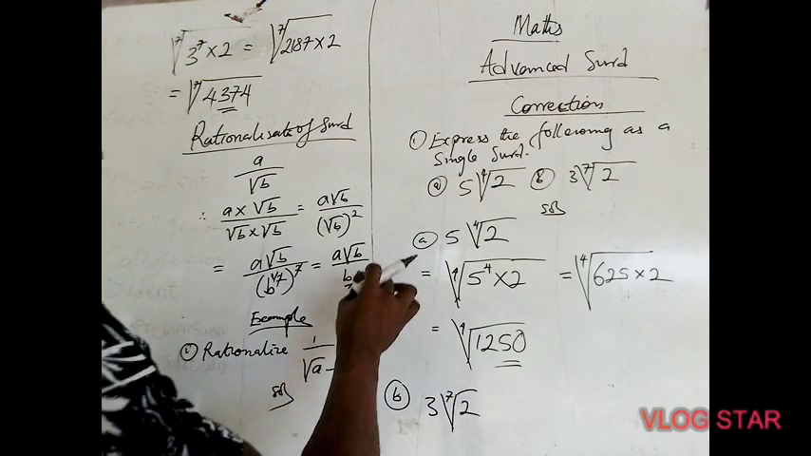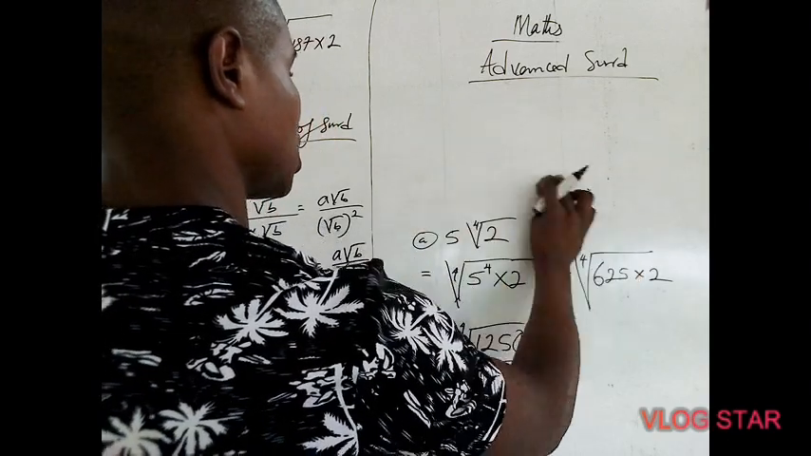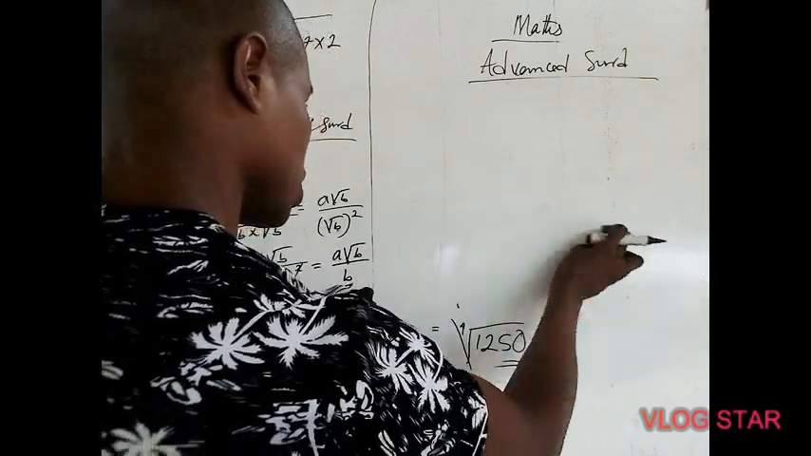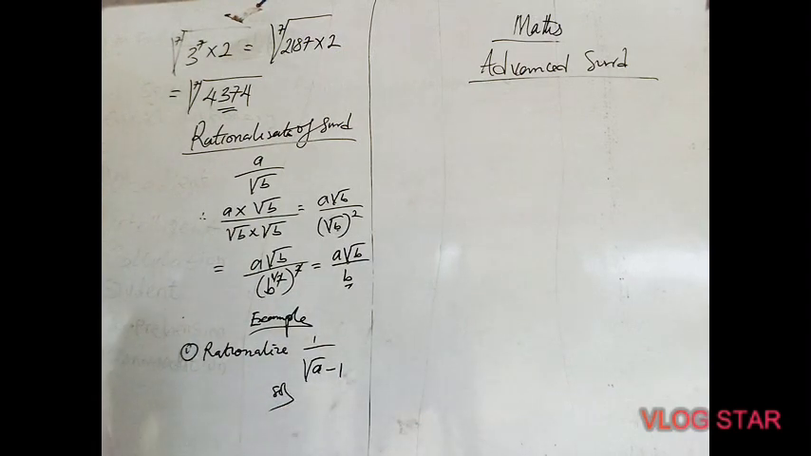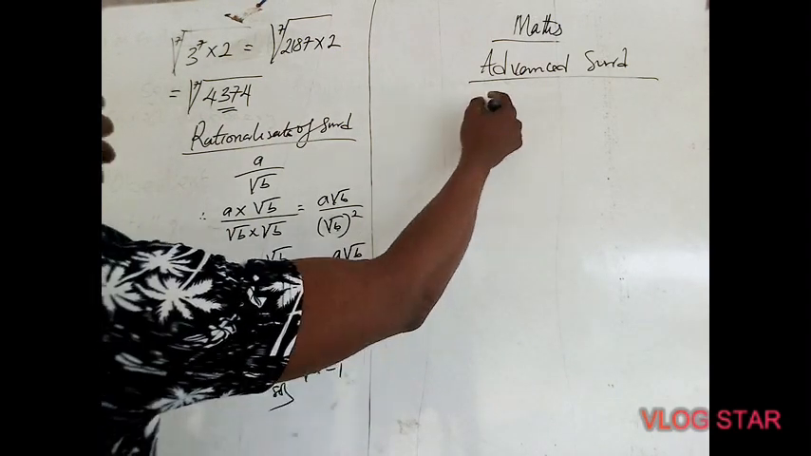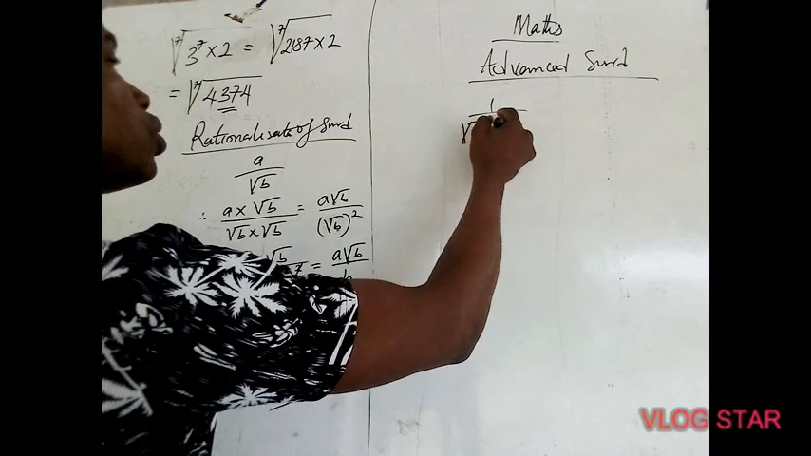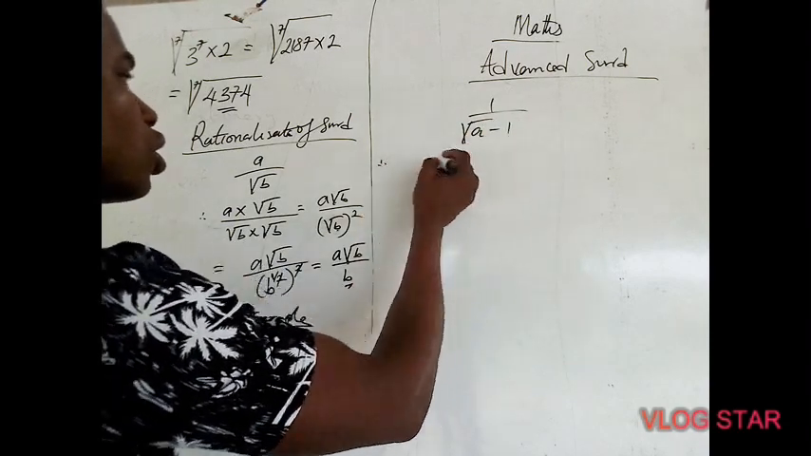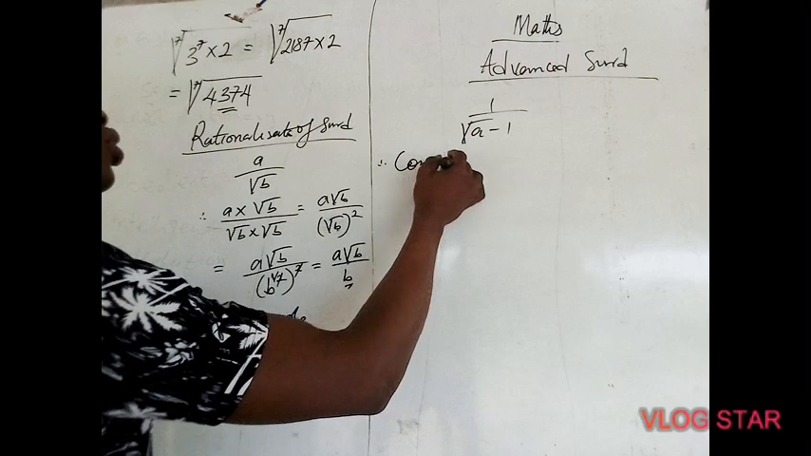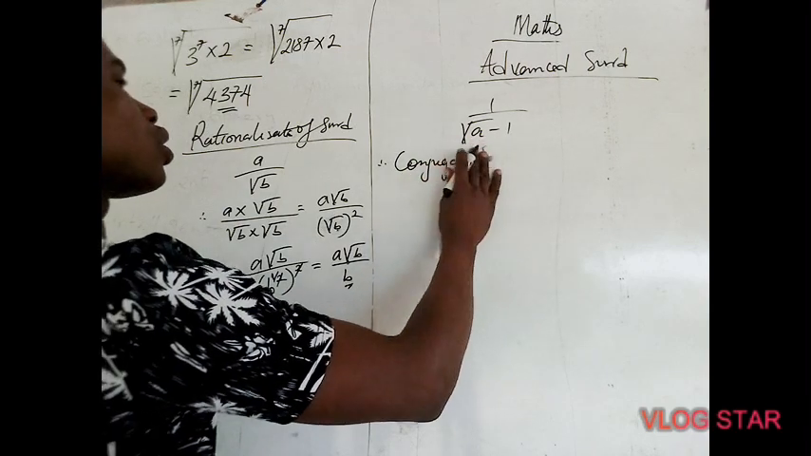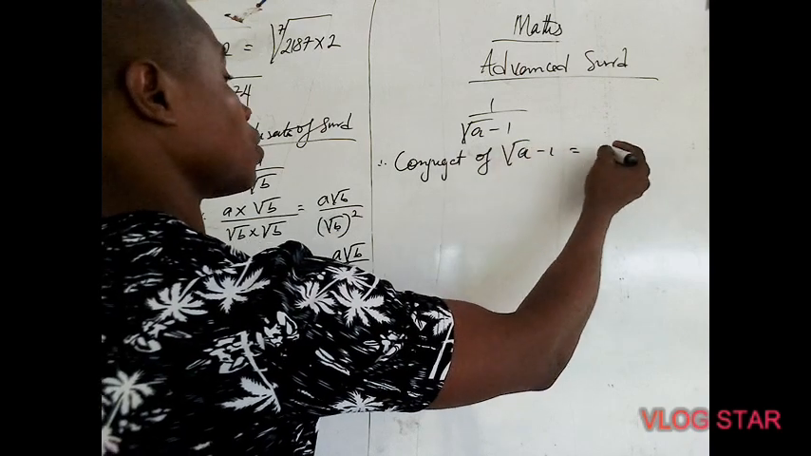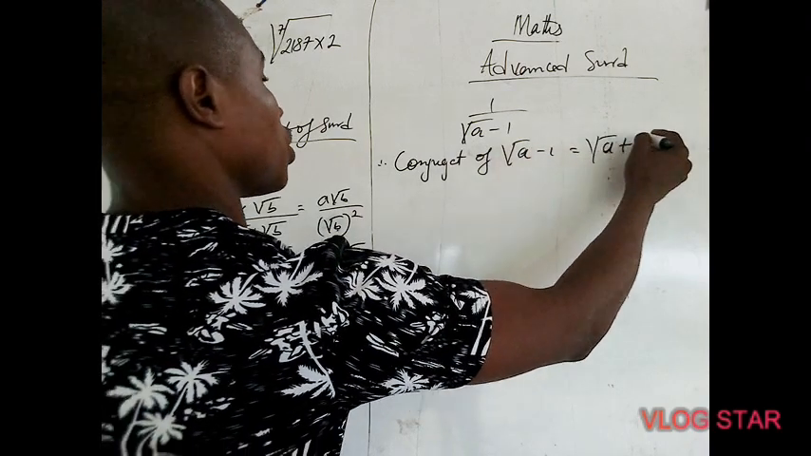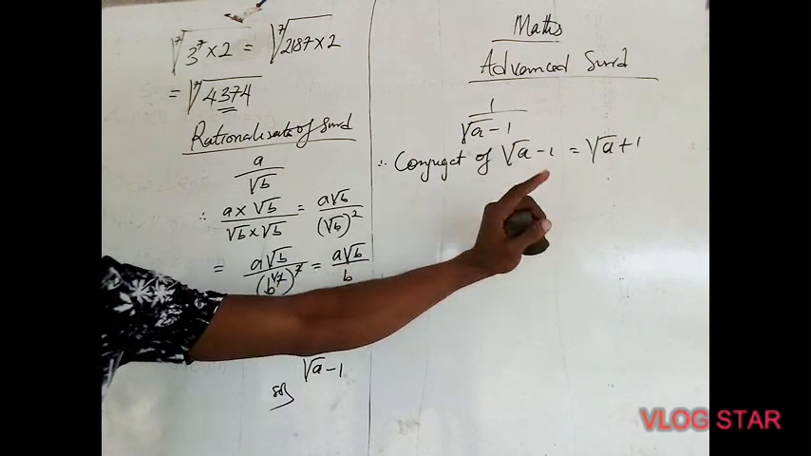It's very simple. What you're going to use here is the conjugate. Remember in my last class, the conjugate of a surd we treated is obtained just by changing the sign between the terms of the given expression. So here, under solution, 1 all over root a minus 1. You look for the conjugate. What is the conjugate? The conjugate of root a minus 1 is root a plus 1. Just change the sign between the terms given to you in the expression.